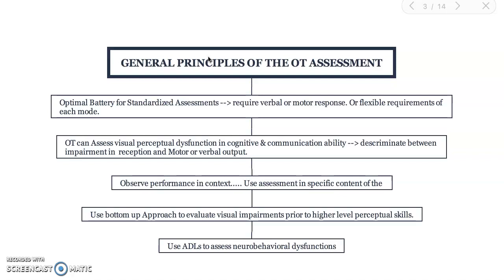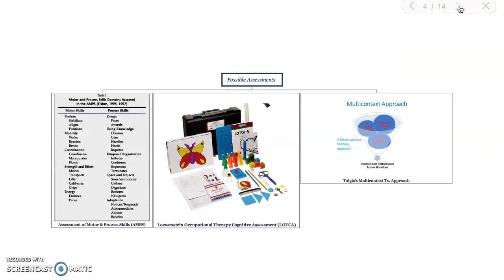And you want to make sure that you observe the performance within the context, and that you discriminate between impairment in reception and motor or verbal output. And predominantly, you're going to use a bottom-up approach to evaluate visual impairments prior to higher level perceptual skills. Some possible assessments that you can use to measure perceptual dysfunction are the AMPS, the LOTCA, as well as Toglia's multi-context treatment approach.